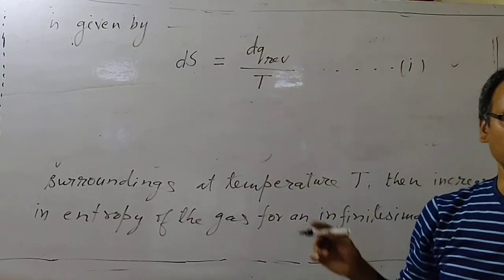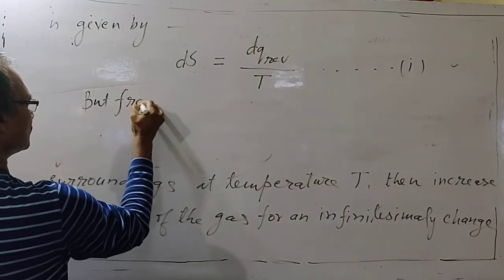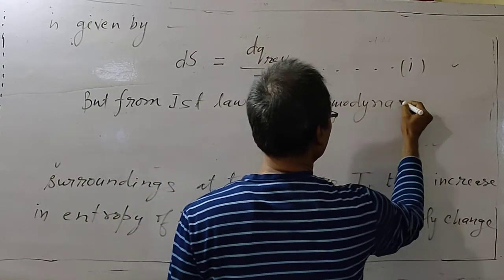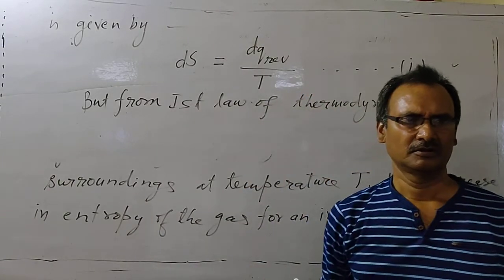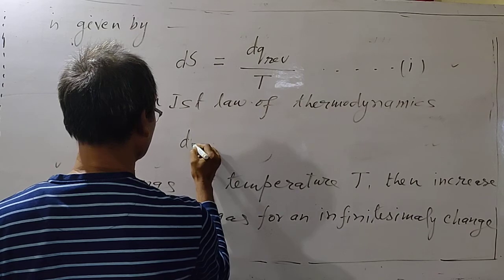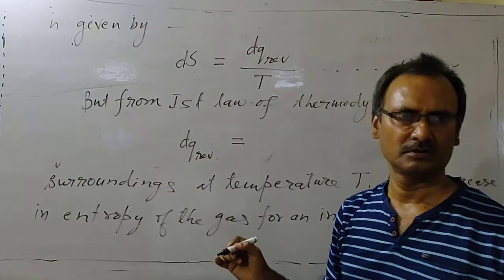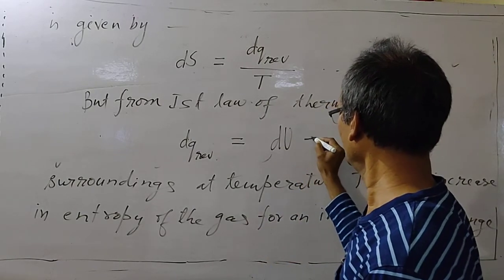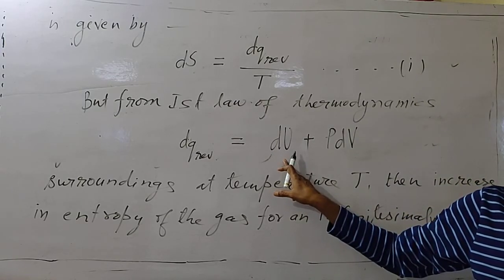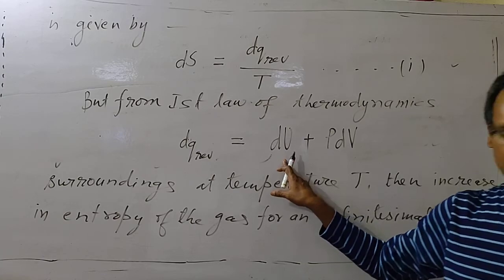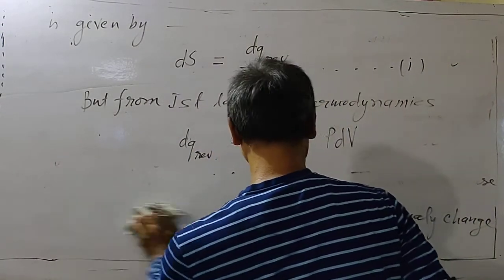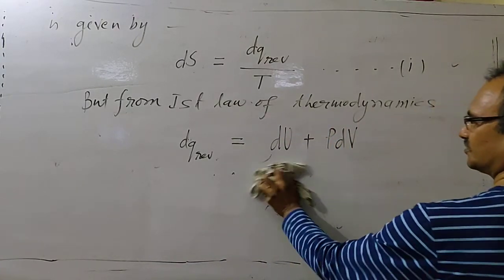But from the first law of thermodynamics, we know dq reversible is equal to dU plus PdV, where dU is the change in internal energy. Here change means increase.